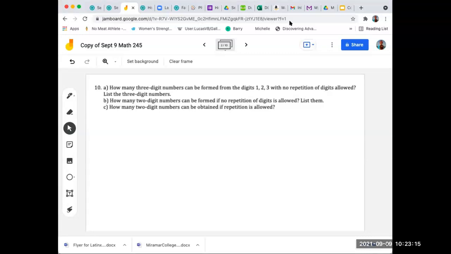Right, so you're using digits 1, 2, 3. And you couldn't have something like 1, 1, 2, right? Because you're repeating 1. So part A is just asking you to list them. So 1, 2, 3 is a choice. 1, 3, 2 is a choice. So just list all the possibilities.